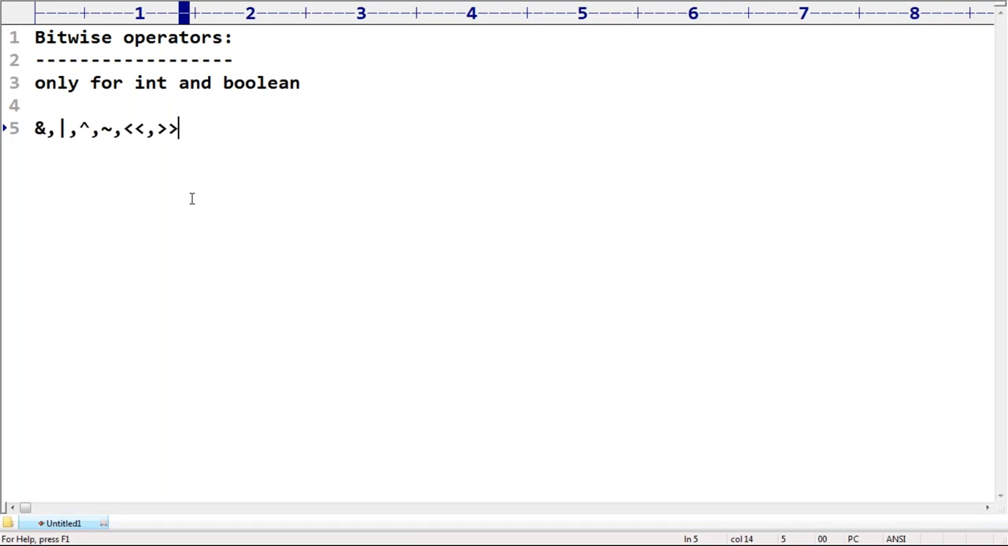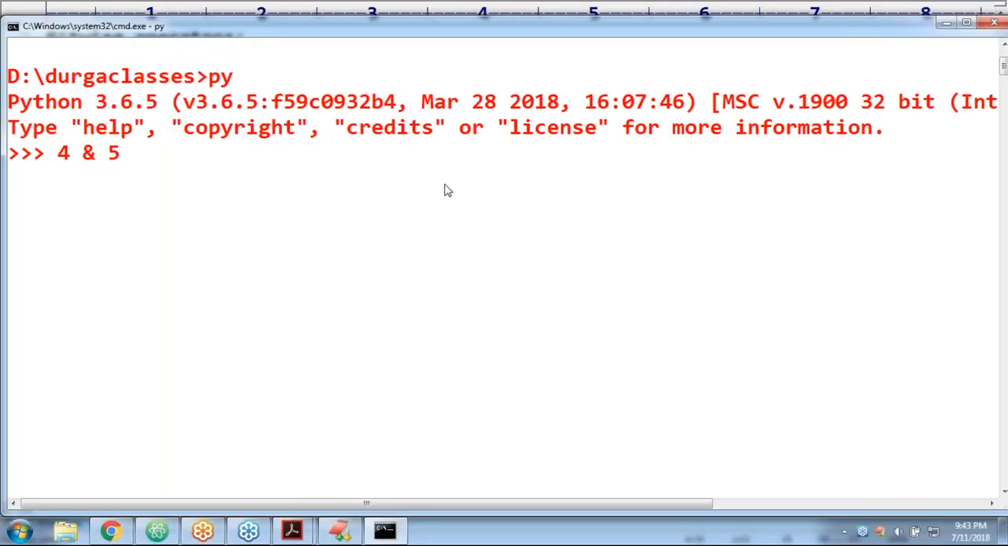Best example, if you consider this, here in Python, my requirement is 4 and 5. Is it valid or not? Valid, because for numbers we can happily apply bitwise operators. No problem at all. Bitwise 4 is the answer. Forget about the answer, how it is going to come, I will explain.